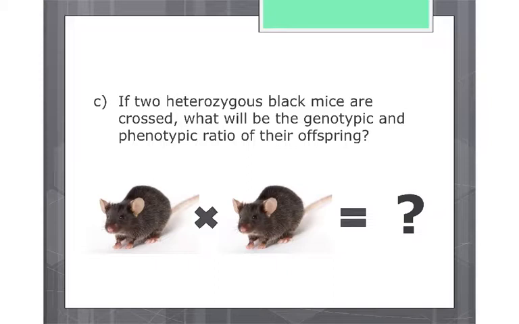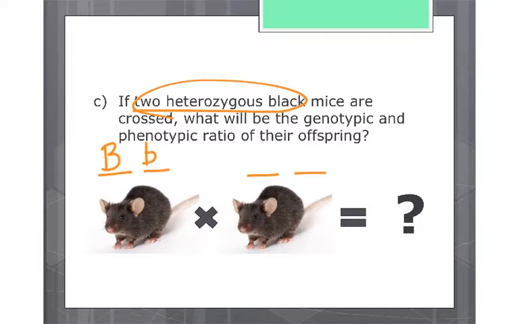of their offspring be? So first we need to figure out what the genotypes of these two parents are. The first mouse, it's telling you it's a heterozygous black. So I need to have one big B, one little b, one big B, one little b. So once again, we're going to create a Punnett square to look at the possibilities of these two mice producing, what are their phenotypic and genotypic ratios.